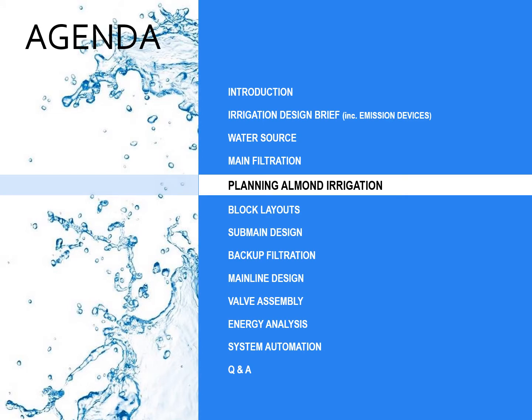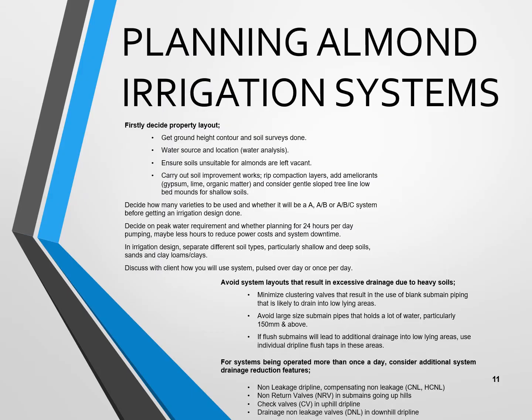Planning almond irrigation. When planning our almond irrigation systems, we first need our initial data from surveyors and agronomists. To decide on the property layout, we need to get the ground height contours and any soil surveys. We need the water source type and location, and a water analysis report if possible. We need to make sure and ensure that any soils unsuitable for planting are left vacant in the initial stages.